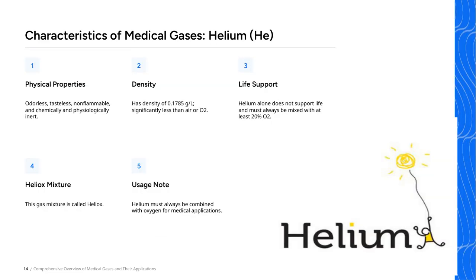Let's take a closer look at the characteristics of medical gases, focusing on helium, or He. First, it's important to remember that helium must always be combined with oxygen for medical applications. When mixed with oxygen, the resulting gas is called heliox, which is used in specific respiratory treatments. Now, helium alone doesn't support life, so it must always be mixed with at least 20% oxygen to be safe for patient use.